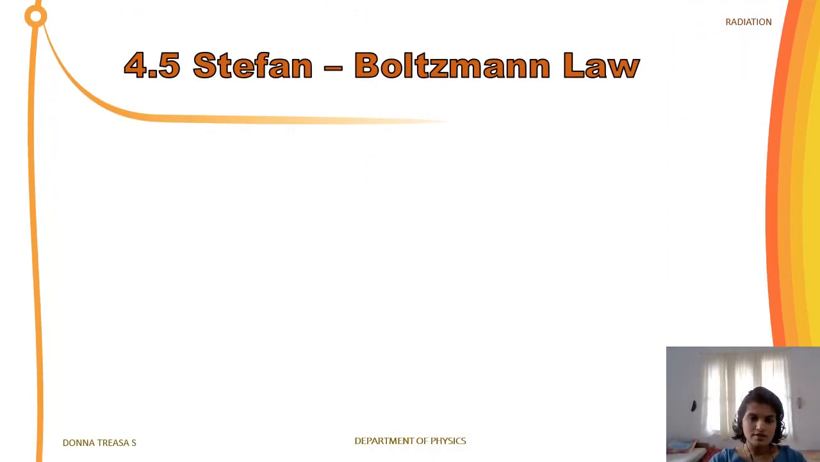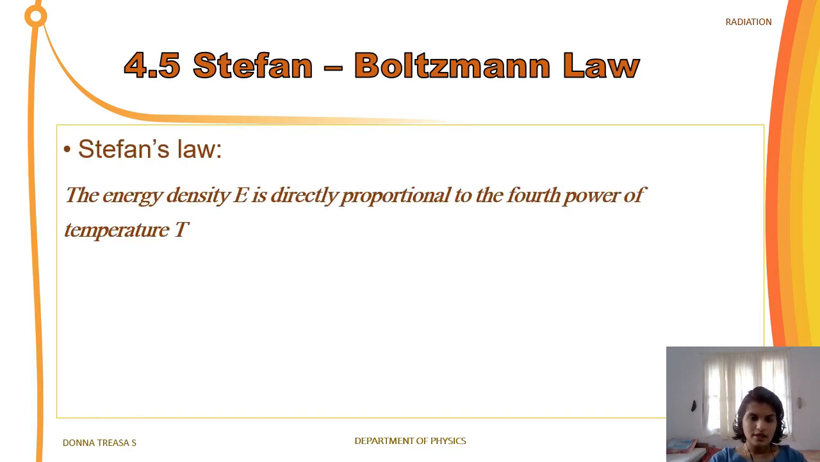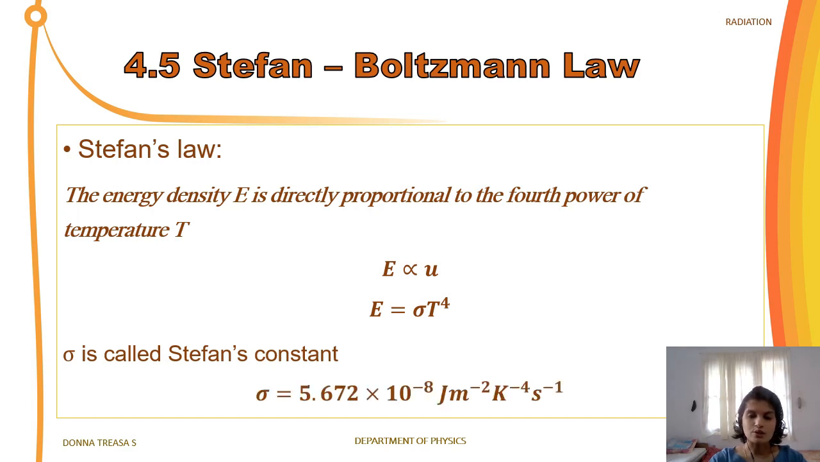The second one is Stefan-Boltzmann law. According to Stefan's law, the energy density E is directly proportional to the fourth power of temperature T. Mathematically, E is equal to sigma T raised to 4, where sigma is known as Stefan's constant, whose value is 5.672 into 10 raised to minus 8 joule meter raised to minus 2 Kelvin raised to minus 4 second raised to minus 1. In Stefan's law, the net heat loss or gain is not considered.